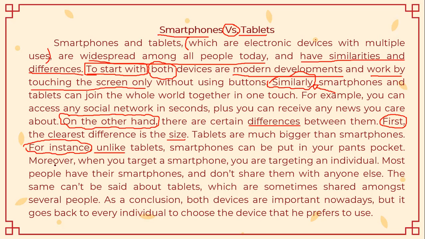Moreover, when you target a smartphone, you are targeting an individual. This moreover shows me that I'm going to move to another difference. So smartphones are individually used. My smartphone is for me, Karim's smartphone is for him, Majid's smartphone is for him also. But when we're talking mostly about tablets, you share tablets between each other more than smartphones, more than the phones.